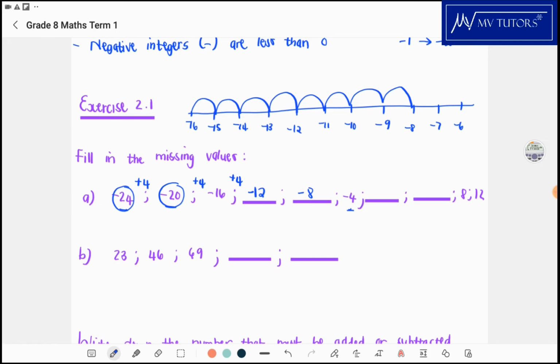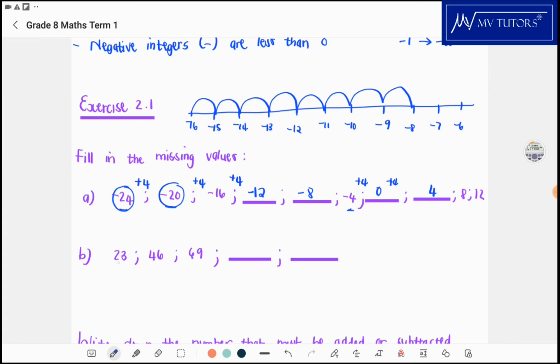Okay, I hope you see that. And then if I add 4 to 4, no, I didn't write the 0. So negative 4 plus 4, I will get 0. And then from 0, if I add 4, I will get 4. Then 4 plus 4 would be 8, and 8 plus 4 would be 12. So we saw the trend there.